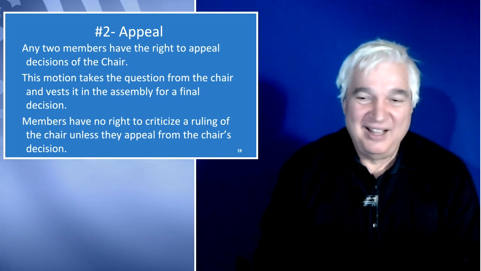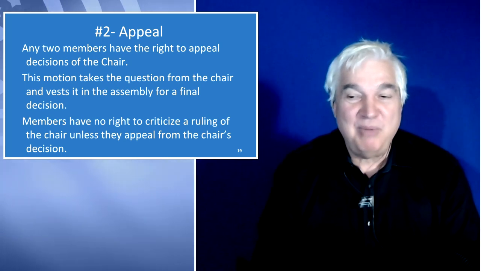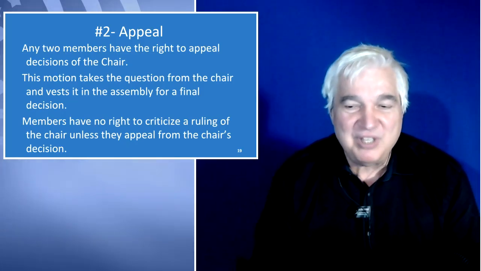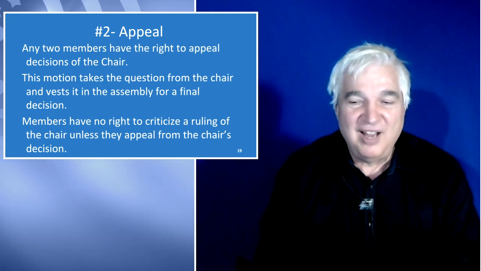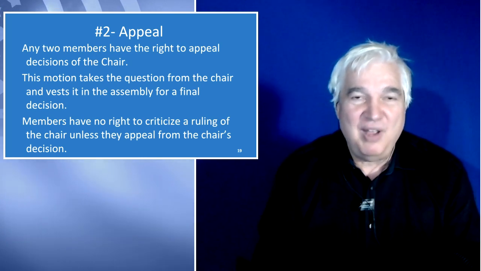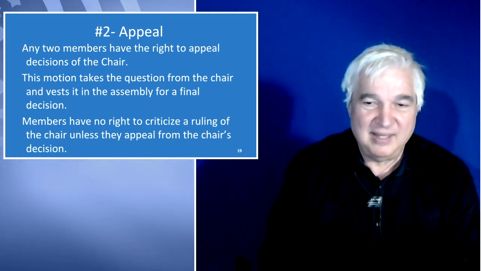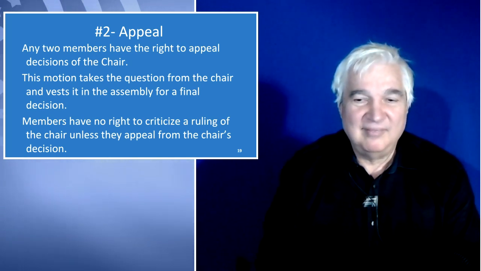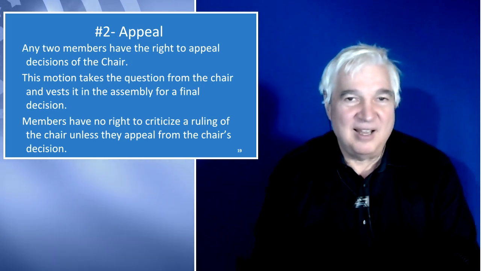All right, so number 2, appeal. Any two members have the right to appeal decisions of the chair. This motion takes the question from the chair and vests it with the assembly for the final decision. Hence why I think it's so cool, because it demonstrates the power of the majority. And the last one is very telling: members have no right to criticize a ruling of the chair unless they appeal from the chair's decision. So if you sit there and don't bring this up, then you have no right to complain about it later. Wow, that's kind of democracy in a nutshell. Yeah, and it's not a spectator sport.